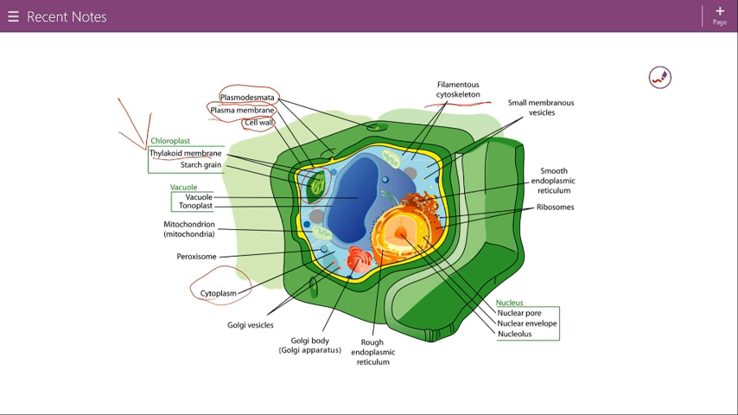thylakoid membrane. And the thylakoid membrane is where the chlorophyll is. It's basically a bunch of sacs all next to each other that have the chlorophyll in there, and that's where that photosynthesis process happens. We'll be talking about photosynthesis later. And so all of that happens in the thylakoid membrane.